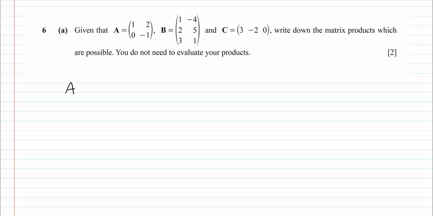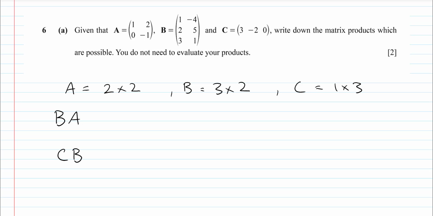So A has 2 rows and 2 columns, so that's a 2 by 2 matrix. B has 3 rows and 2 columns, so that is a 3 by 2 matrix. And C is just 1 row and 3 columns, so that is a 1 by 3 matrix. Okay, so the only ones that are going to be possible are B times A and C times B. So let's look at why that is.